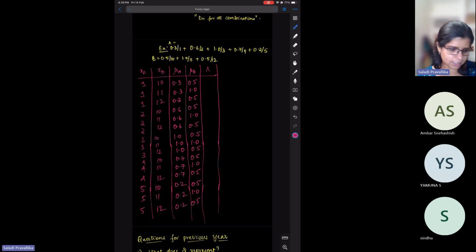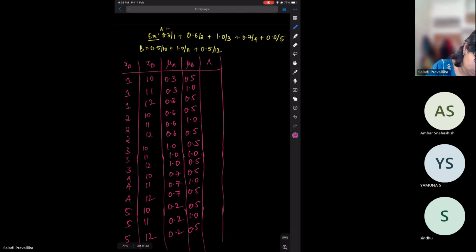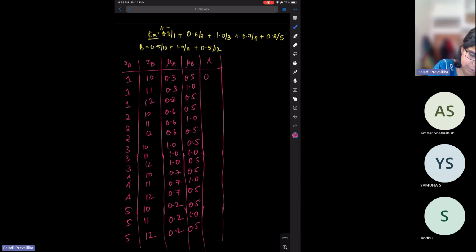Okay. I hope you guys are done. So now we are going to take the intersection between nu A and nu B, right? Intersection means we are going to take the minimum value. So the minimum values in this, for the first pair that we have 0.3 and 0.5, the least value is 0.3.